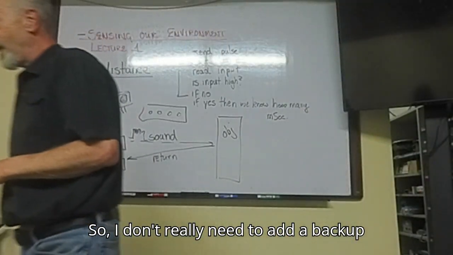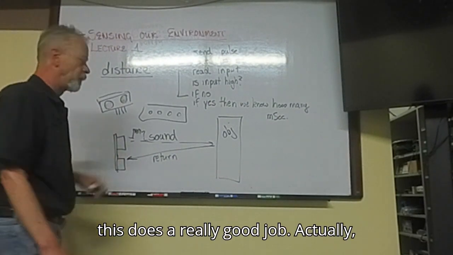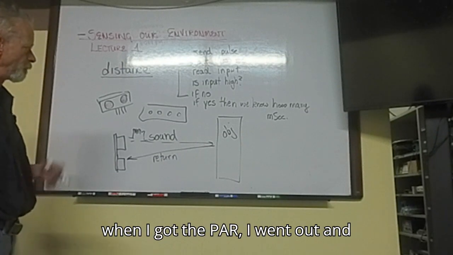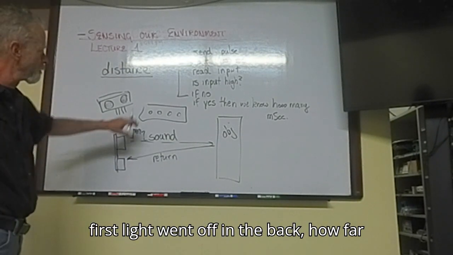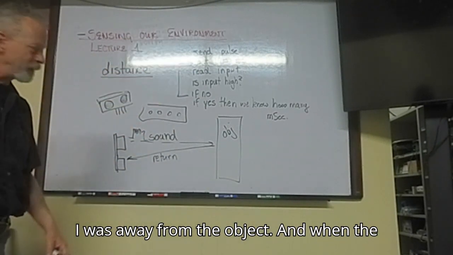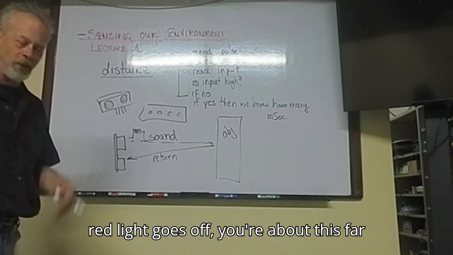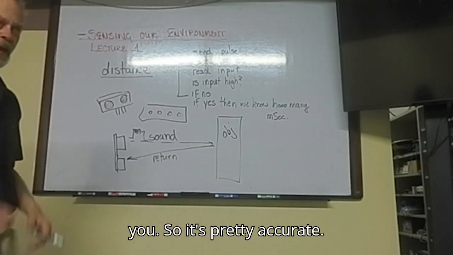So I don't really need to add a backup camera, although I thought about it. But this does a really good job. When I got the car, I went out and measured how far away I was from the object when the first light went off in the back. And when the red light goes off, you're about this far away from whatever is behind you. So it's pretty accurate.